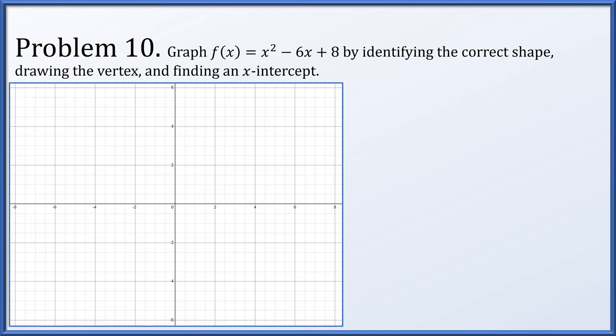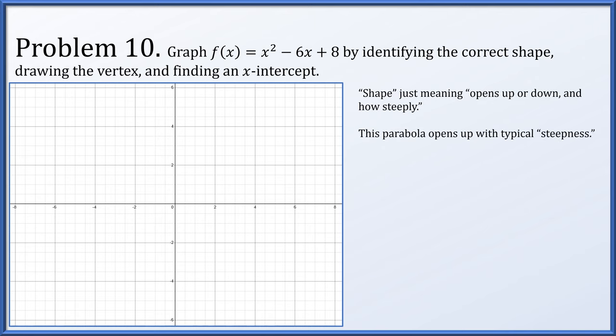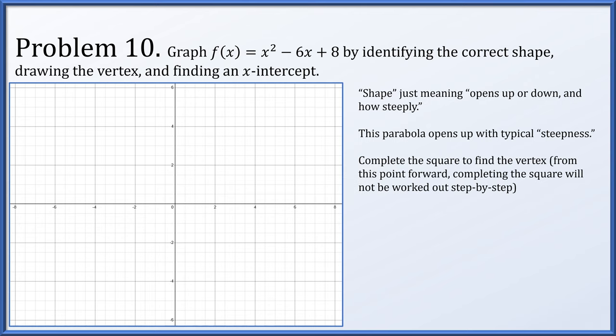Next, graph f of x is equal to x squared minus 6x plus 8 by identifying its correct shape, drawing the vertex, and finding an x-intercept. By shape, it just means does it open up or does it open down, and how steep is it? So all we have to do is identify the leading coefficient. The leading coefficient is 1, so it opens up with its sort of typical steepness.